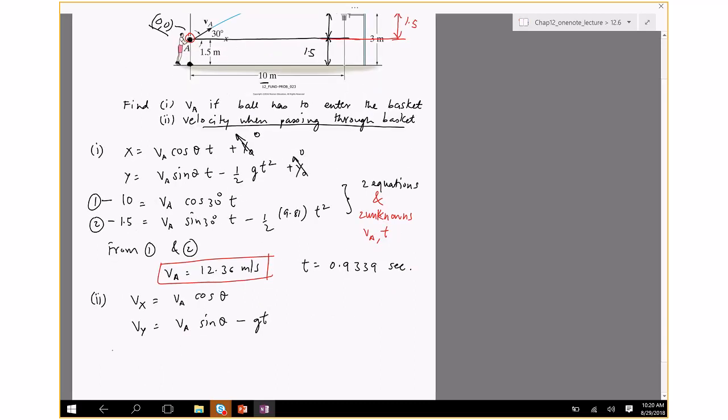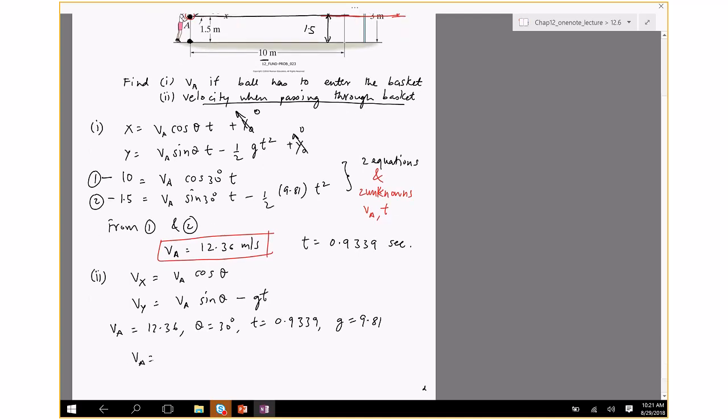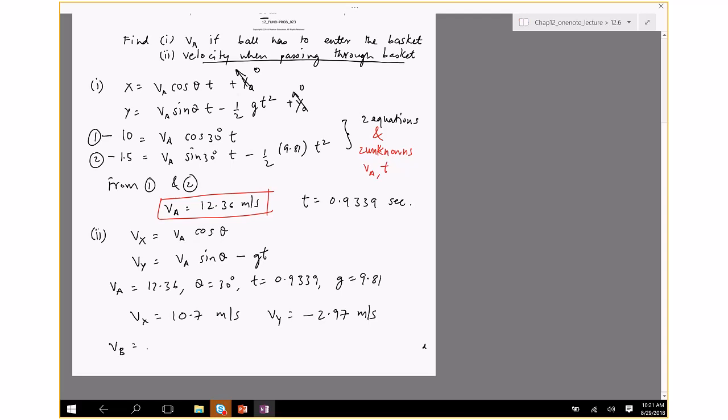So we substitute VA equals 12.36, theta equals 30 degrees, t equals 0.9339, and g equals 9.81. And we can solve for Vx. It's 10.7 meters per second, and Vy is minus 2.97 meters per second. The negative indicates that the ball is traveling downwards, because the convention is upwards is positive. When it enters the basket, it has to have a downward velocity. If you're asked to find the velocity at B, we find the magnitude, which is the square root of Vx squared plus Vy squared. Answer is 11.1 meters per second.